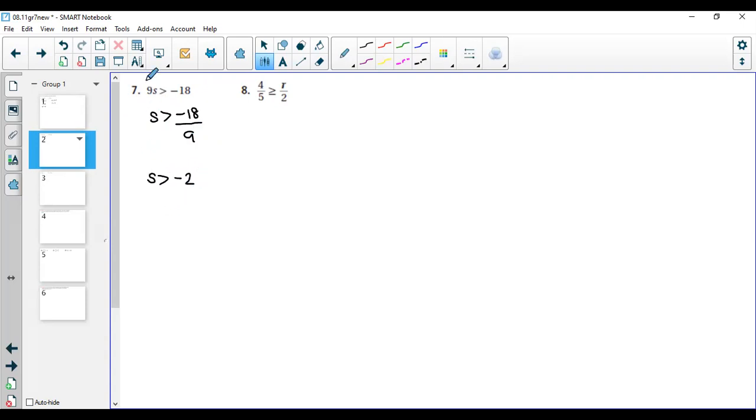Now you might be confused. Why did the 9 not become negative when it moved to the other side? The sign changes only during adding and subtracting. During multiplying and dividing, the sign stays the same. They don't change. Only during adding and subtracting, the signs change.